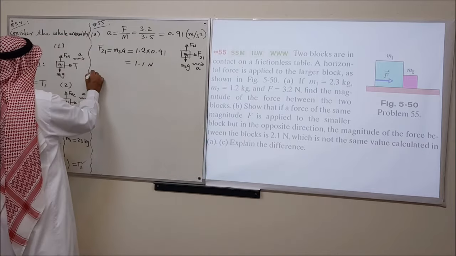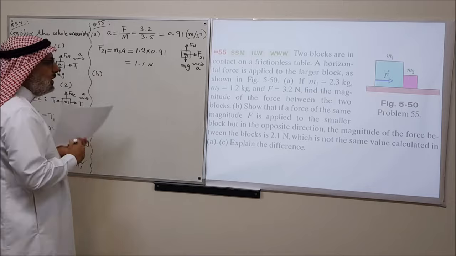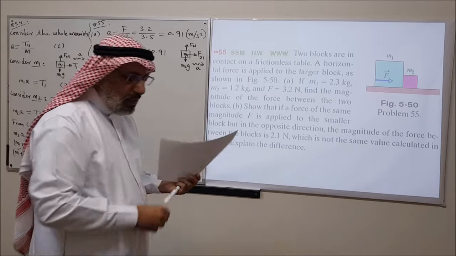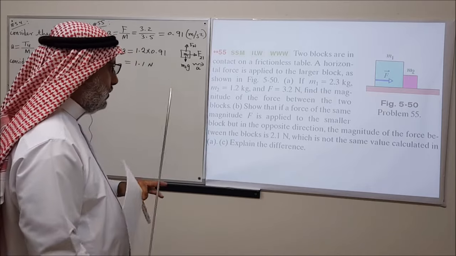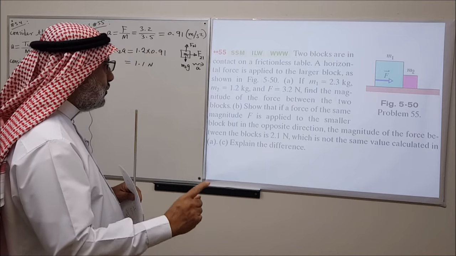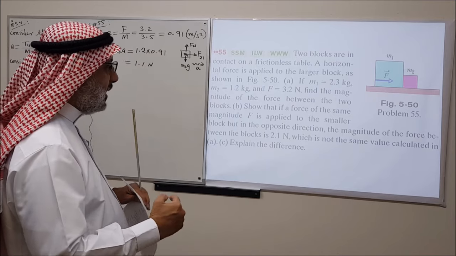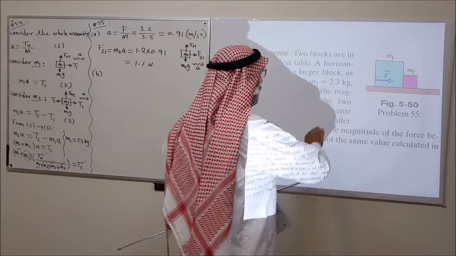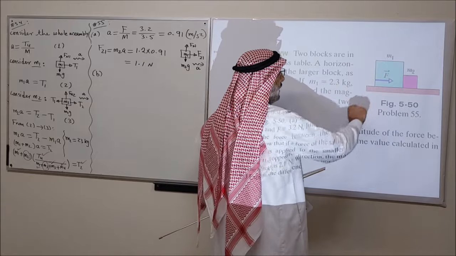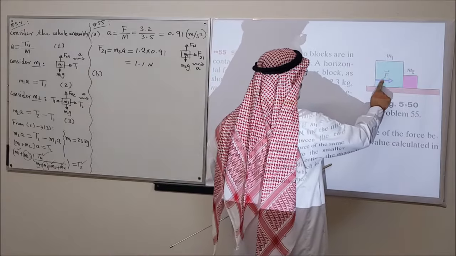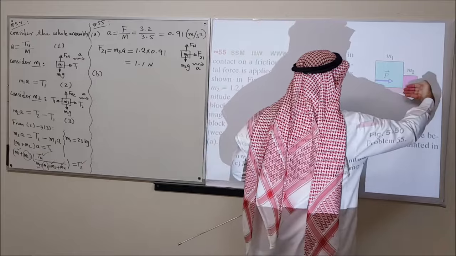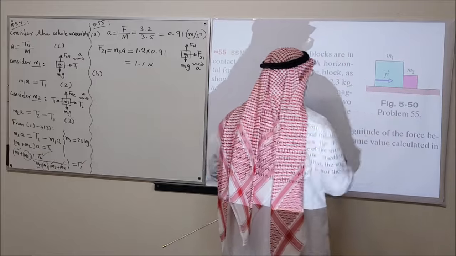Now let us consider part B. Part B says, show that if a force of the same magnitude is applied to the smaller block, but in the opposite direction, that is, instead of pushing them this way, let me say now I bring the same force and apply it this way to push the smaller one.